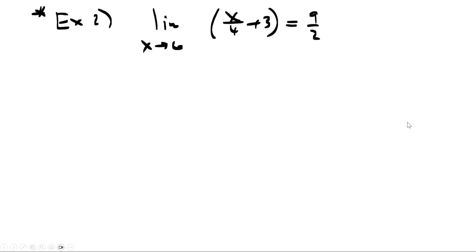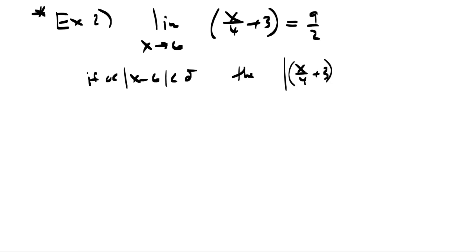So let's go with it. Okay, the only difference is we have fractions this time. We have lots of fractions this time: x over 4, 9 over 2. Let's begin. If 0 is less than the absolute value of x minus 6, which is less than delta, then x over 4 plus 3 minus 9 over 2 would be less than epsilon each and every single time.